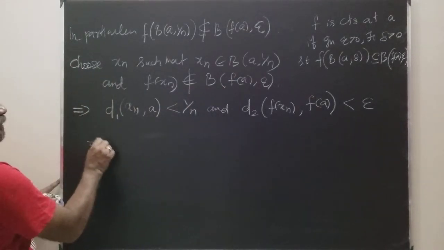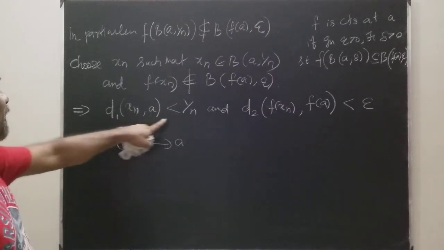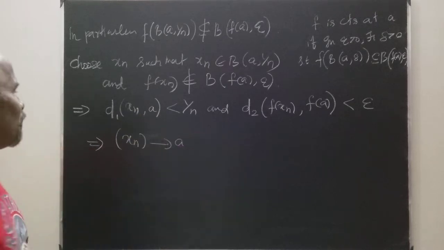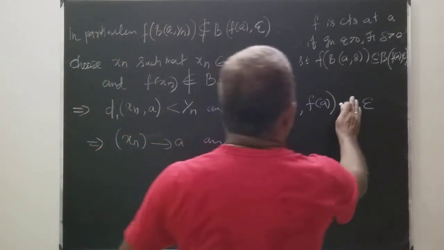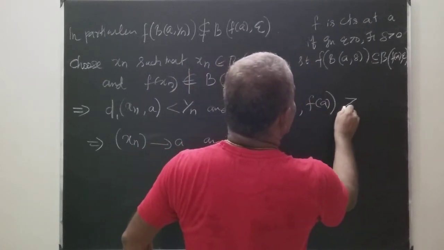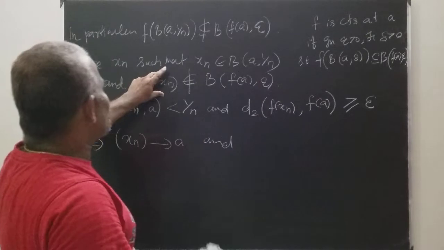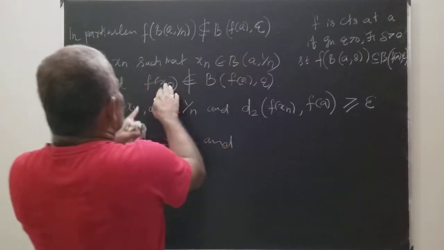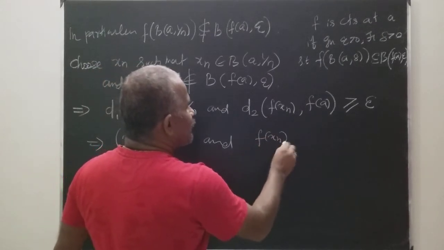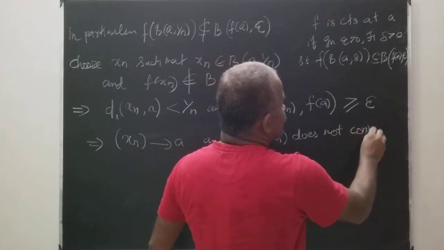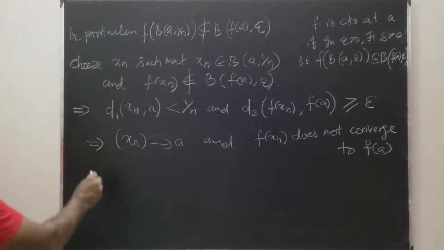So this implies xn converges to a, because as n tends to infinity, d1 of xn and a approaches 0. And here, d2 does not belong to means not less than epsilon; it is greater than or equal to epsilon. If f of xn belonged to this open ball, the distance would be less than epsilon, but f of xn is outside the open ball, so the distance is at least epsilon. Therefore f of xn does not converge to f of a, which is a contradiction.